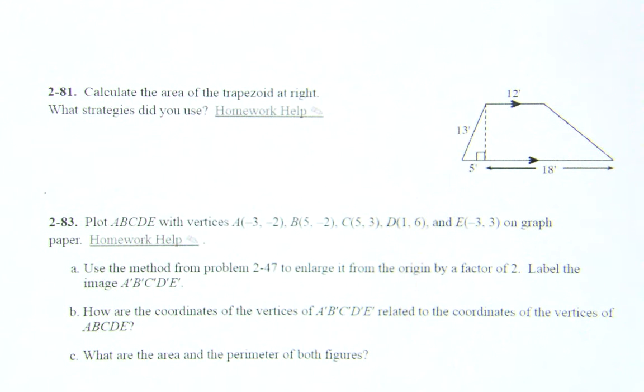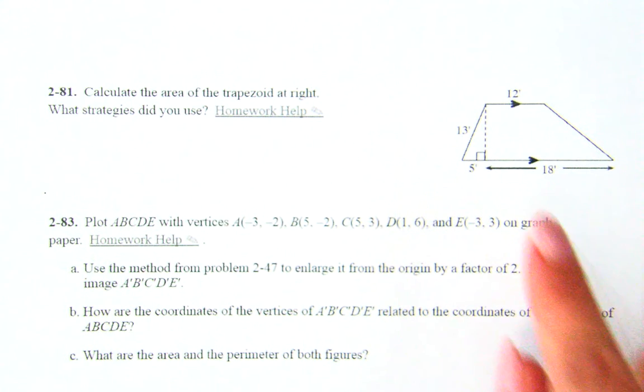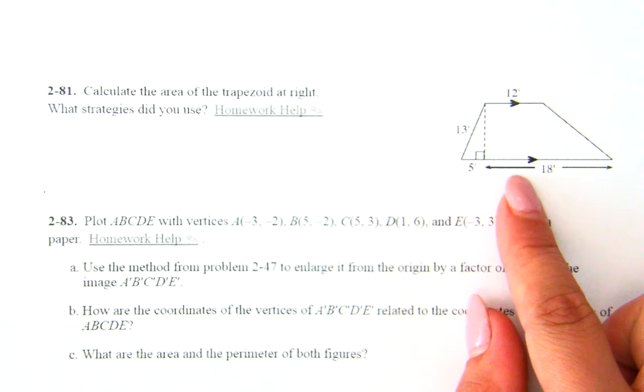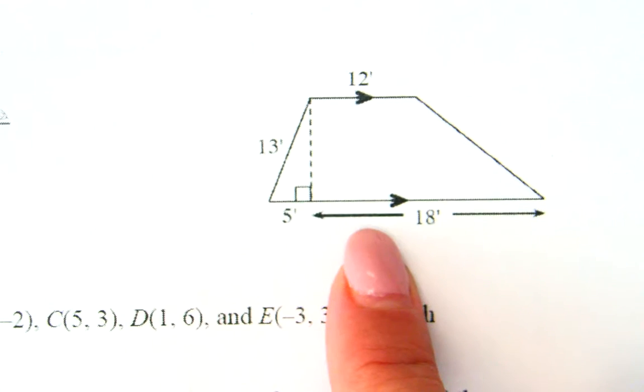Okay, in this Math 2 video, we're going to do Chapter 2, 81, 83, and 84. For the first one, it says calculate the area of the trapezoid at the right, and then what strategies did you use? So, this is obviously a trapezoid.